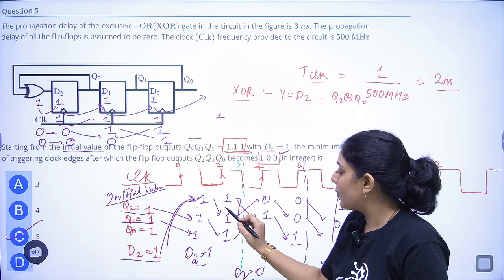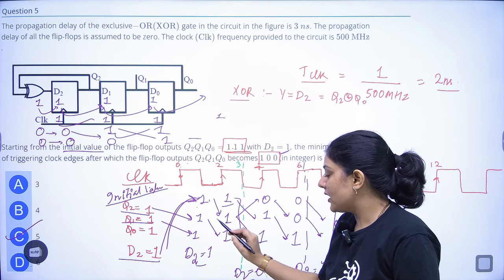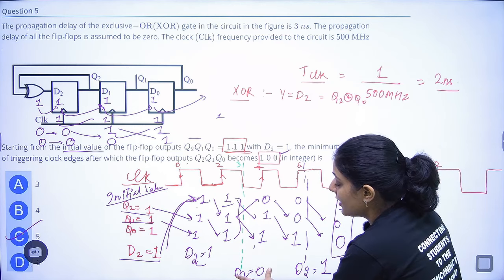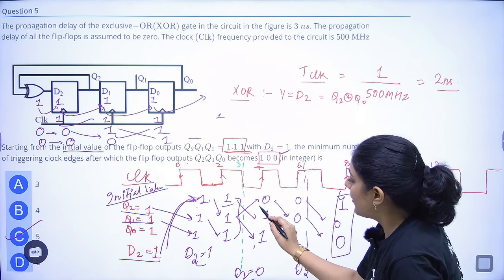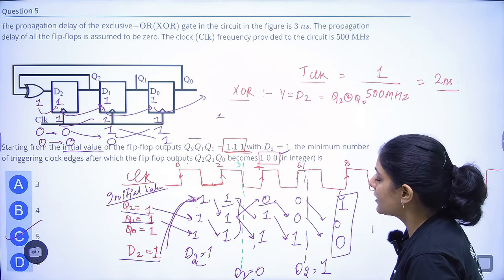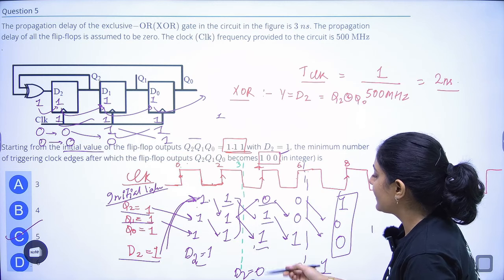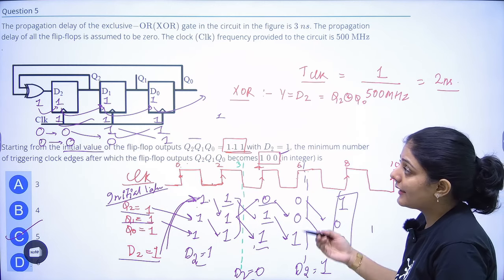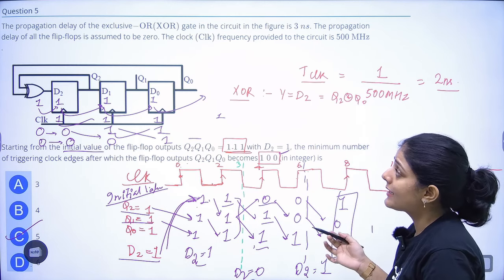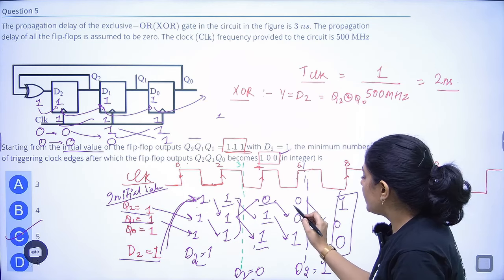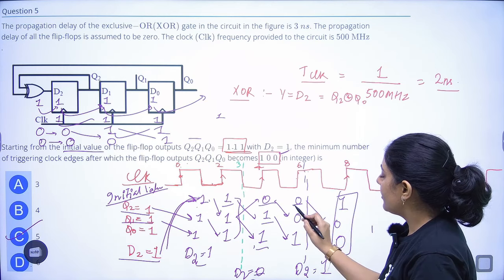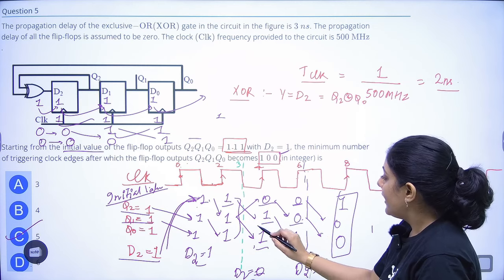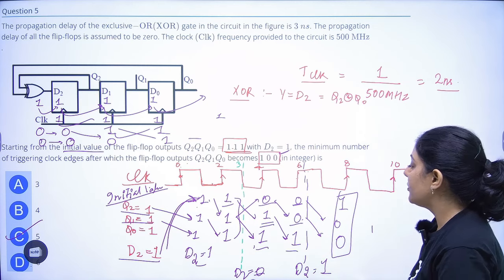Similarly, D2 was 1, so 1 was there, this one will move here, this one will move here. After 3 nanoseconds, D2 will become 0, that means Q2 will become 0, Q1 will be 1 and this will be 1. It remains 0 because it has not processed the data again, because it has a delay of 3 nanoseconds. D2 value was 0, so 0 will be there. This 0 will move to Q1 and the Q1 value will move to Q0.